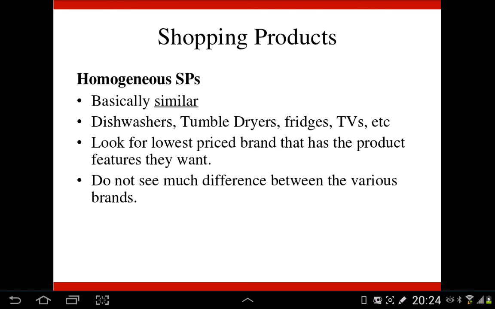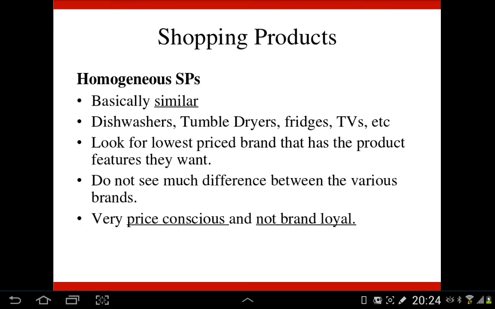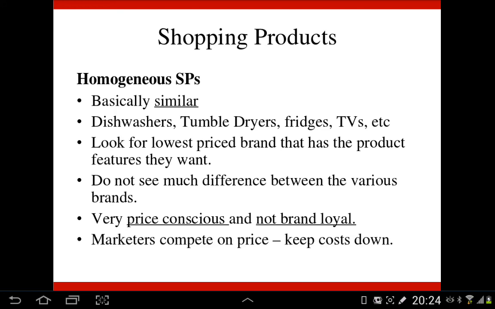And they therefore don't see much difference between the various brands and are very price conscious and not very brand loyal. They won't buy the best brand of microwave. They'll look at the price. What's the best price at this point for what I'm getting? Because that's what matters. And in this space, marketers need to compete on the basis of price and keep costs down with homogeneous shopping products.